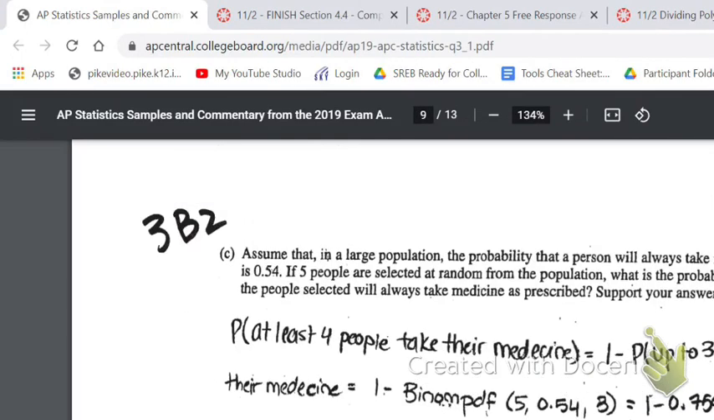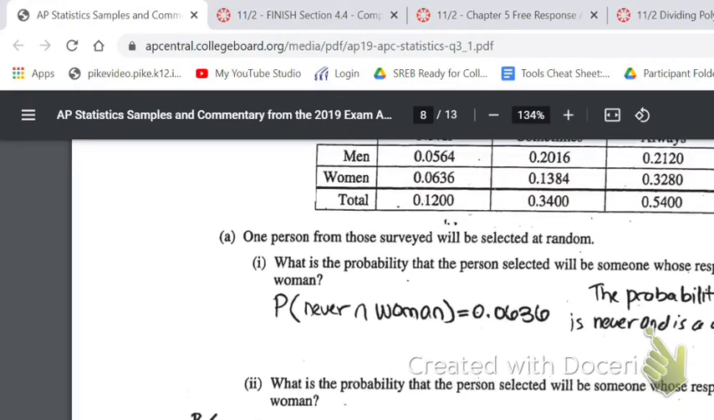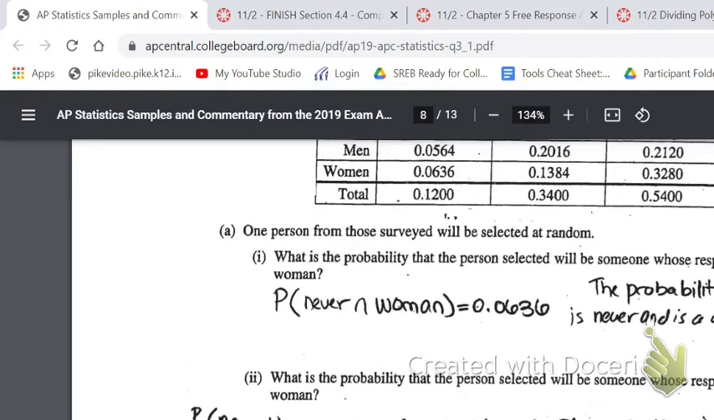Let's compare that to this one. I don't think we'll look at all three because I do want to show you how to do that last question. So here they wrote it out a little bit better. Probability of never and woman, 0.0636. The probability that someone whose answer is never and is a woman is 0.0636.